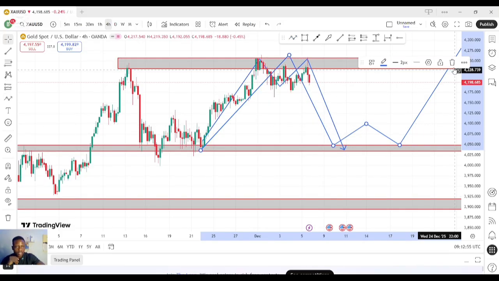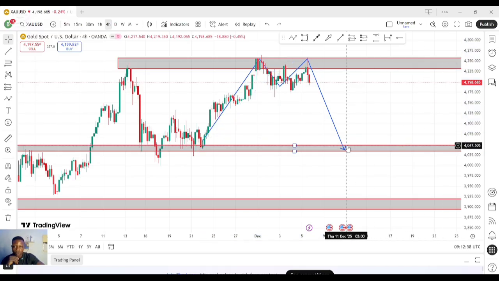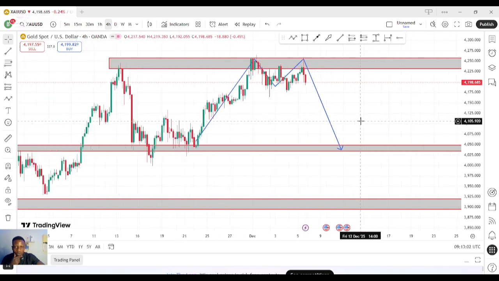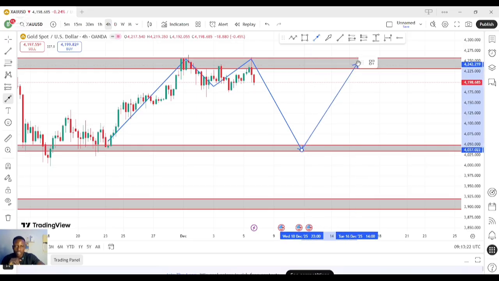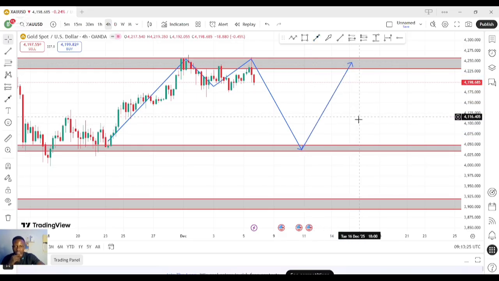This is the support level that you expect the market to come to before you see another push to the upside. So this is exactly what I will be paying close attention to on XAUSD this new week, before any other thing. Maybe throughout this week we'll see a little push to the downside before the market takes a move from here, maybe to the next resistance level, something like this.